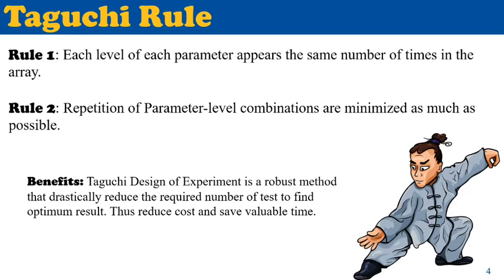So the benefit, in simple words, there's a lot of discussion you can find. In simple words, Taguchi design of experiments is a robust method that drastically reduces the number of tests you need to perform to find an optimum result. So what is the minimum number of tests you can get away with by just running a minimum number of tests to get the result?